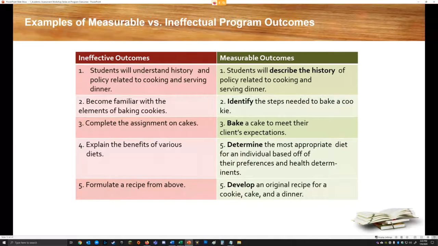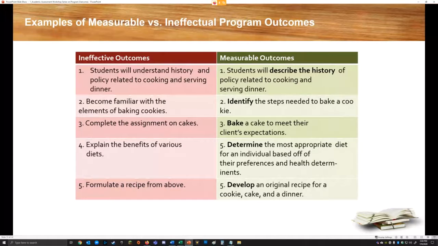The next ineffective outcome is complete the assignment on cakes. All right, well, it's not really a learning objective. It's more of a to-do list item. If your assignment helps to support your course objective, you should really create a learning objective that describes the purpose of the assignment. So instead of complete the assignment on cakes, what does that mean? Make it more specific: what is the action that the student is going to do? In this case, an example could be bake a cake that meets their client's expectations.